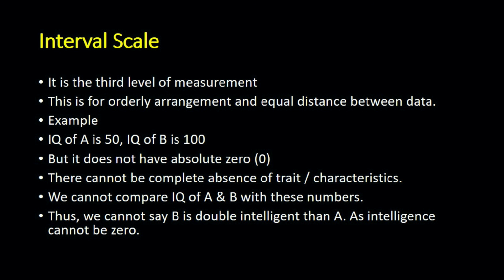इसकी example आप ऐसे समझेंगे कि जो behavior science की जो research होती है उसमें practice होती है, उसमें attitude होता है. तो attitude जो होता है वो आपका positive हो सकता है और negative हो सकता है, बस 0 नहीं हो सकता. पर जो option है absolute 0 का, वो आपको यही समझा रहा है कि यहाँ पर 0 exist नहीं हो सकता, यानी कि आपके पास या तो positive चीजें होंगी या negative चीजें होंगी, but 0 exist नहीं करेगा. There cannot be complete absence of trait and characteristics. We cannot compare IQ of A and B with these numbers. Thus, we cannot say B is double intelligent than A, as intelligence cannot be 0.